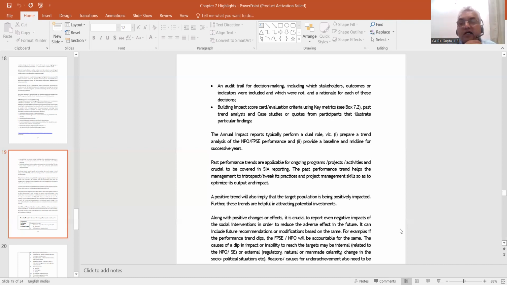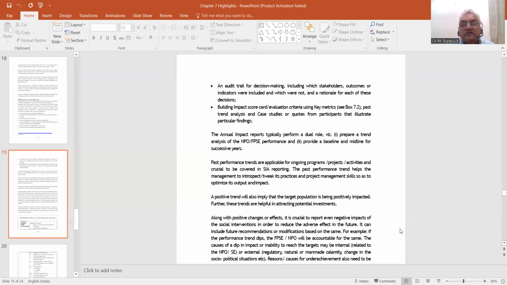So past performance trends are applicable for ongoing programs or projects or activities and crucial to be covered in social impact assessment reporting. The past performance trend helps the management to introspect or tweak its practices and project management skills so as to optimize its output and impact. So past performance also helps the management in introspection. They can modulate their practices and project management skills so as to optimize output and impact. Then a positive trend will also imply that the target population is being positively impacted. So further, these trends are helpful in attracting potential investments.